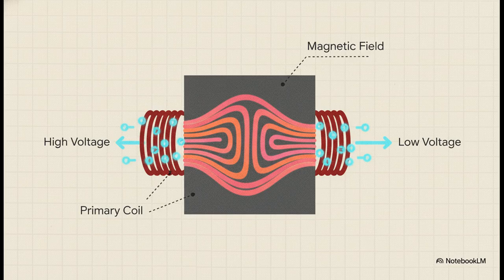And you know what? This same magnetic magic is the secret behind transformers, too. You use a current in one coil to create a magnetic field, and that magnetic field then creates a voltage in a second coil right next to it. By changing how many loops of wire each coil has, we can easily step voltage way up for long-distance travel or step it way down to be safe for our homes. It's absolutely essential for our power grid.